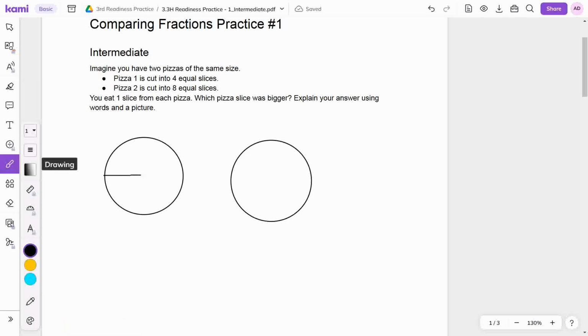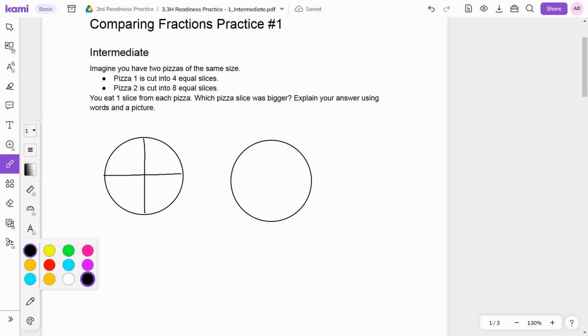Let's make one slice, two slices. When we have these two long slices that actually cut the pizza in half in both directions, that gives us 4 equal slices. So we cut a vertical, we cut a horizontal, and that gets us 4 equal slices. And let's do the other one. We're going to do 8 equal slices.